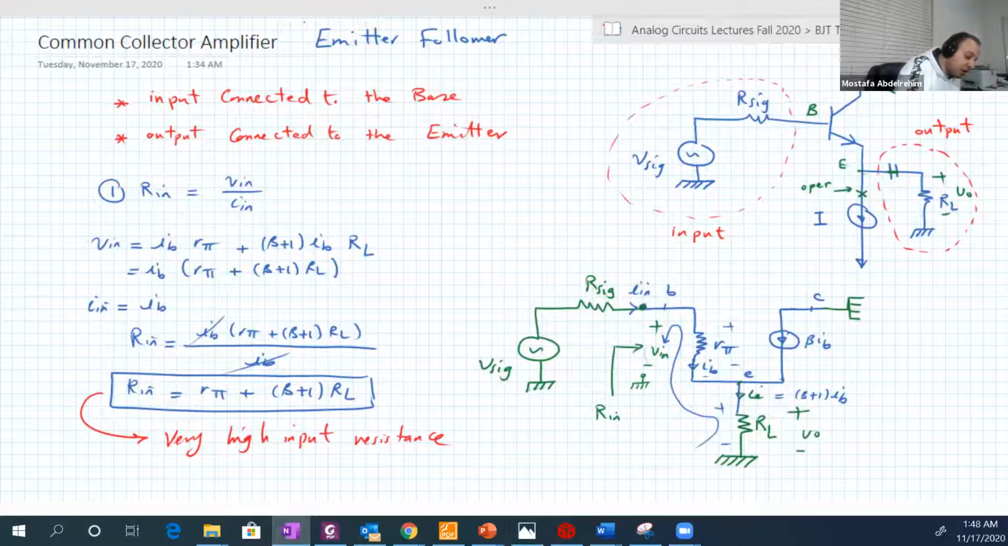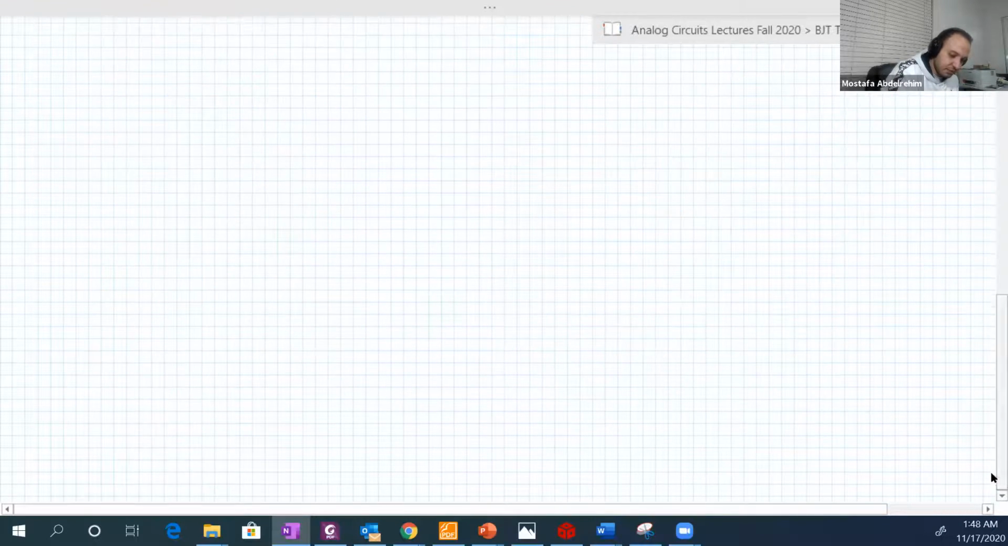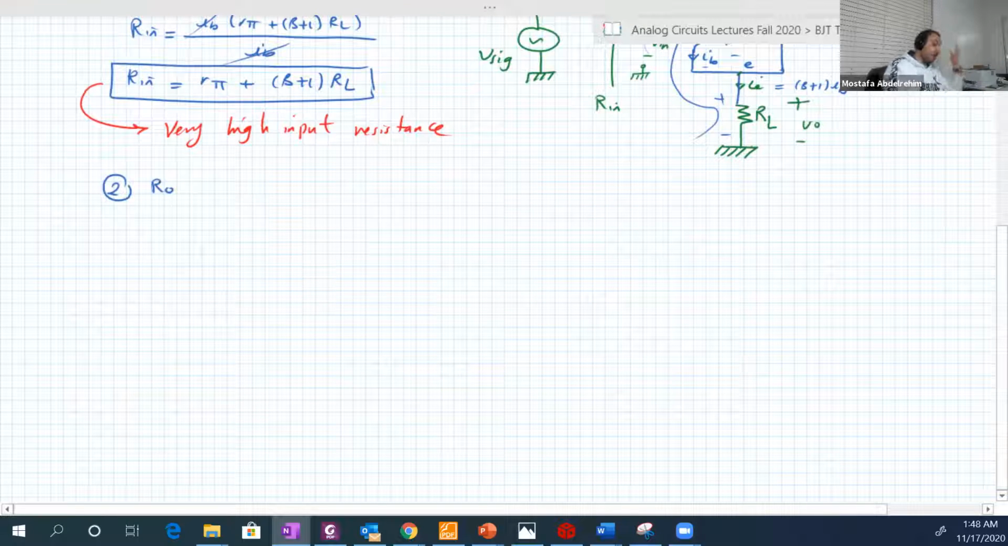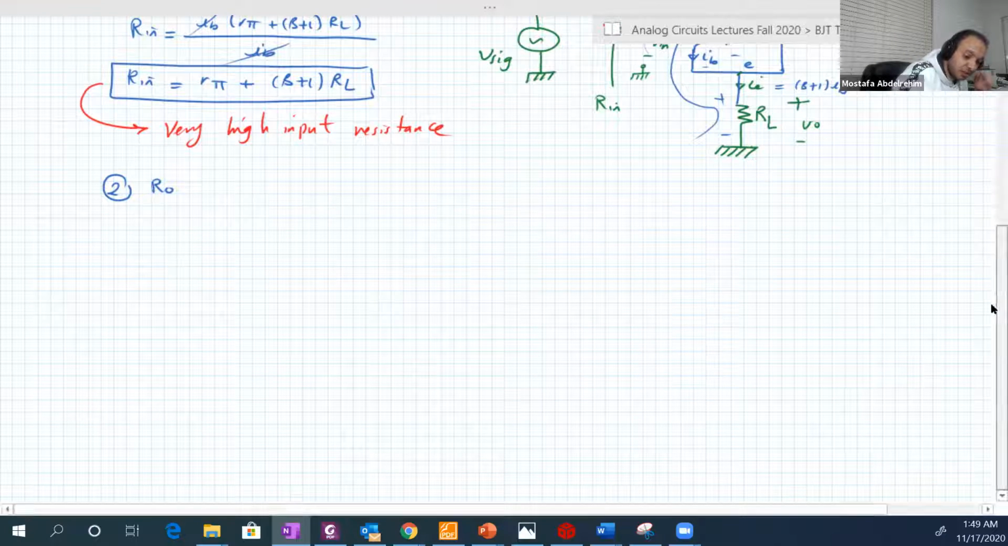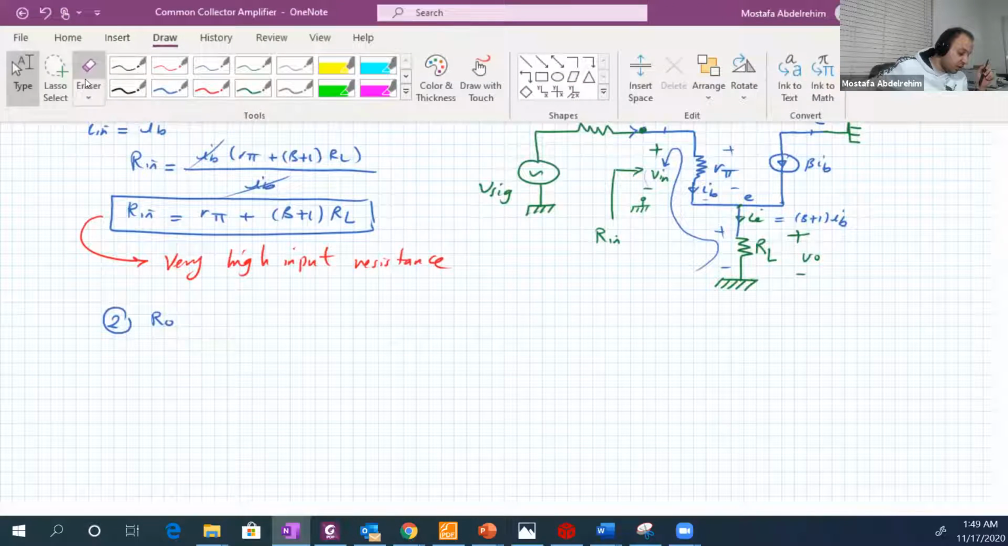So good. Let's go now and calculate our output resistance, RO. RO is the resistance seen by the load. So we must remove the load and apply a testing voltage source like Vx that produces Ix, and RO will be Vx over Ix. So let's do that. Let's draw the same circuit again, and we can just make a copy and paste of it to not waste our time.